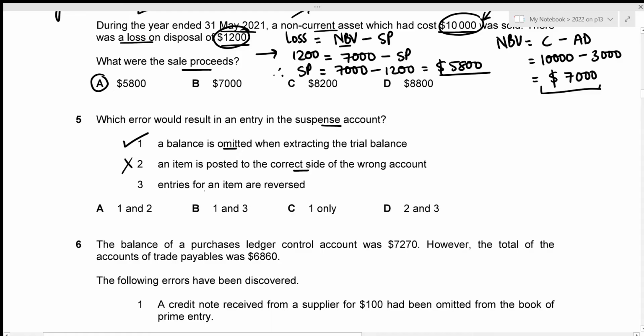And the third one is entries for an item are reversed. And this is the error of entry reversal, which is again not reflected in our trial balance. So this error would not result in an entry in the suspense account. So this is not what we're looking for.